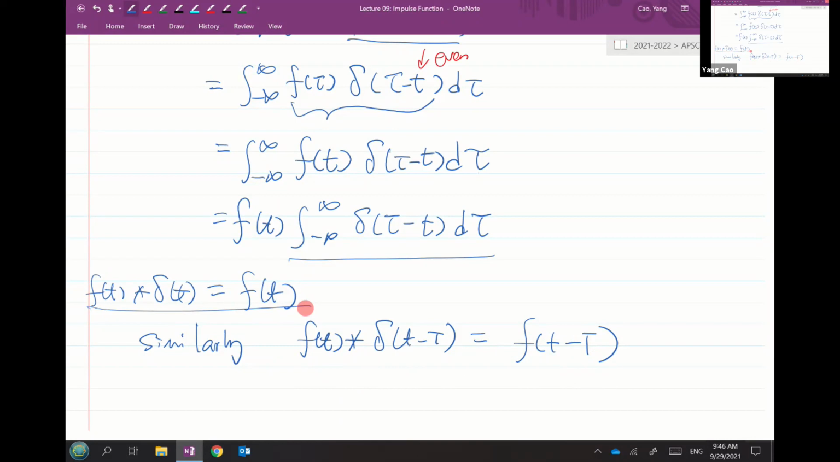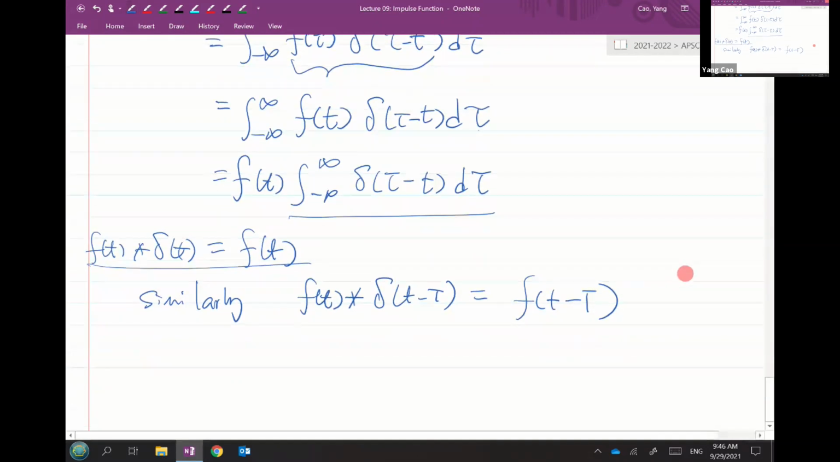Okay, so that's all about the impulse function. And in the next lecture we're going to cover a very important property of the impulse function when we apply it to a system. So basically, you give the impulse function as an input to a system. What happens? Right.